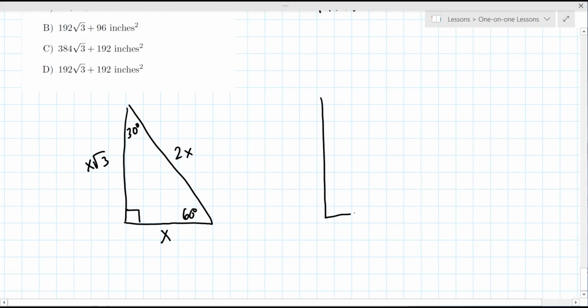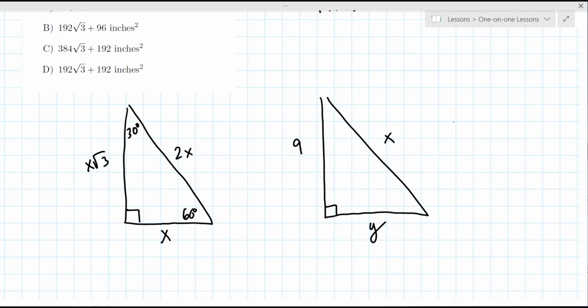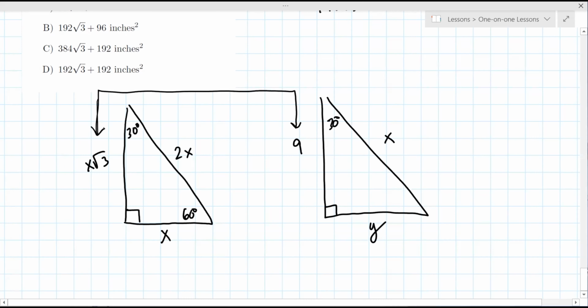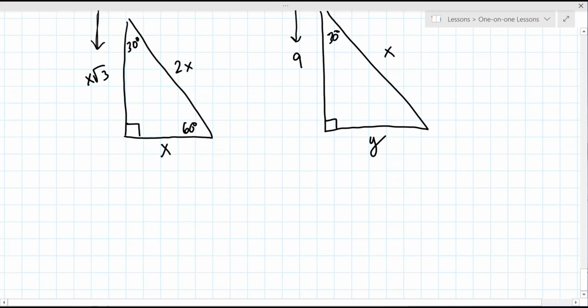What ends up happening though is you end up getting problems that are much more difficult. Like they'll tell you that this is 9, and they want you to find x and y. And I'm skipping through a lot of the intermediate steps. And this is 30. You set x root 3 equal to 9 to solve this. Do you remember doing that? Yeah. Okay. And this is where you say, okay, well, I've got to divide both sides by square root of 3. Do you recall how to rationalize this?